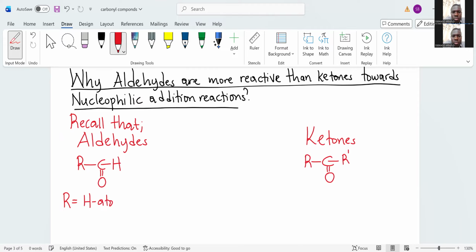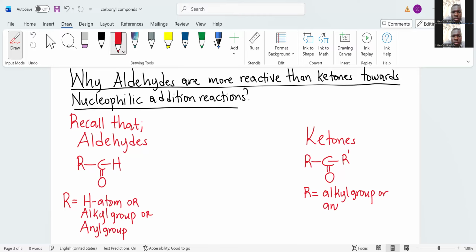For aldehydes, R can be a hydrogen atom to come up with methanal. It can be an alkyl group, or it can be an aryl group. Then here, R or R prime is strictly an alkyl group or an aryl group. We saw this some time back. So aldehydes have that representation, ketones also have that representation.